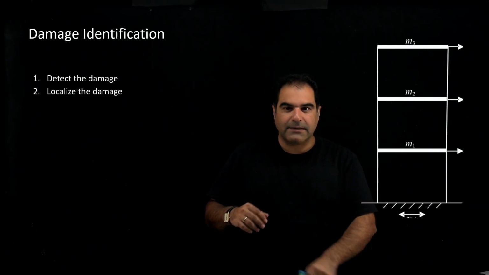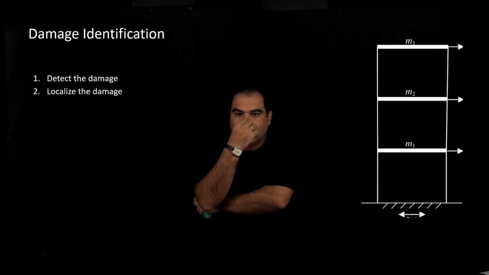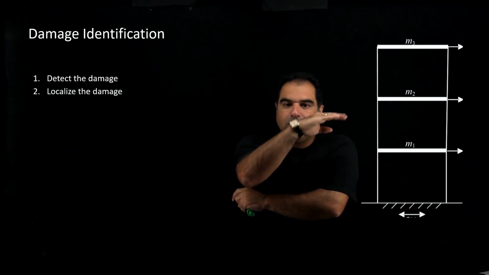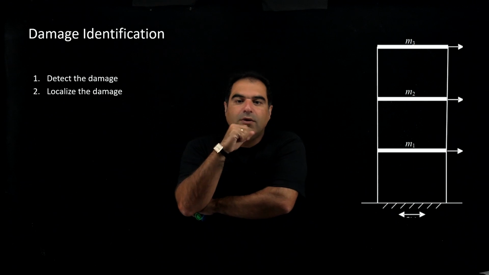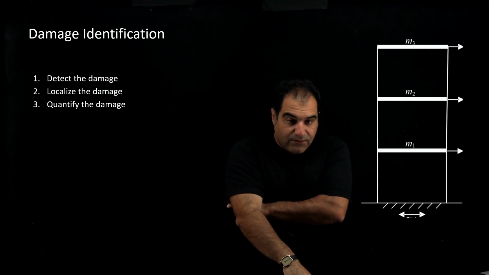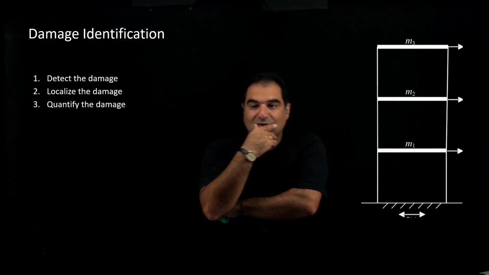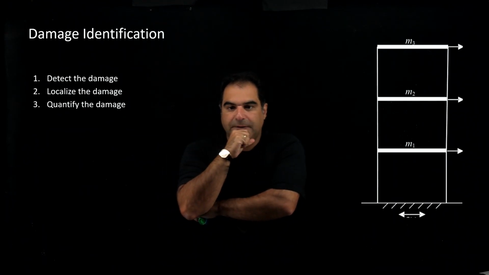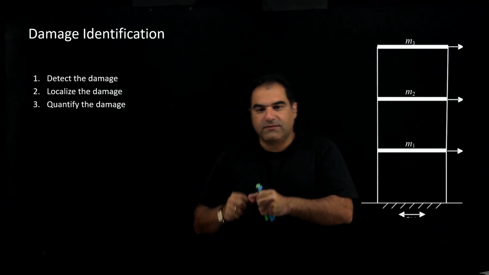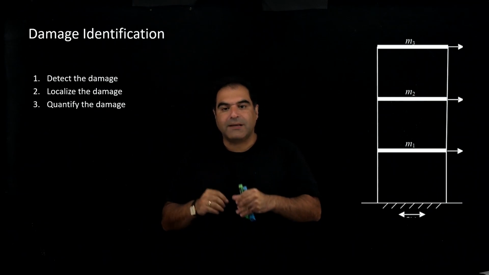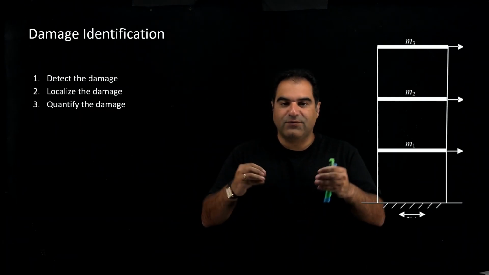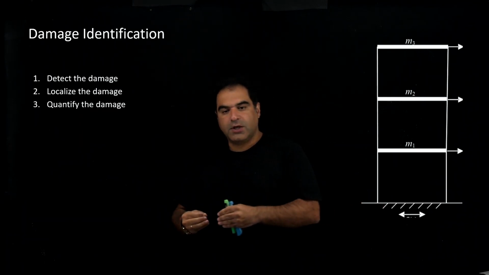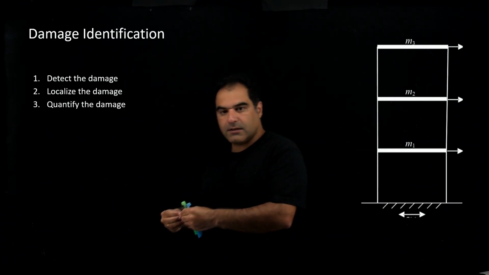Then the second thing we need to answer is which floor is damaged. We need to localize the damage. And once we localize the damage, we need to quantify the level of the damage. Why? Because quantification of the level of the damage can help us to make risk-informed decisions. Is it the right time to repair the building?